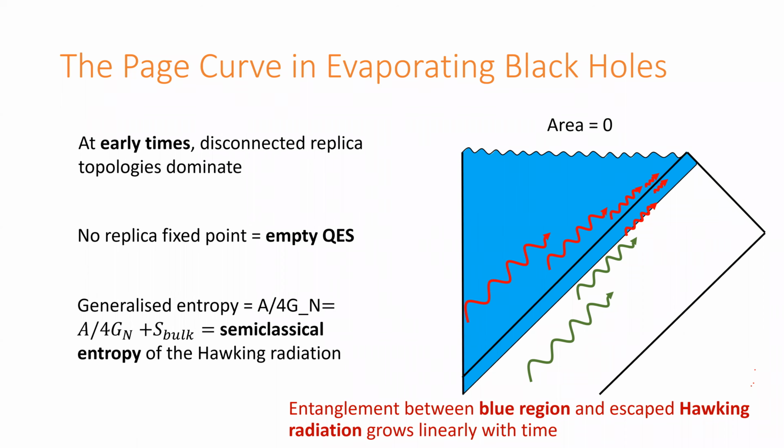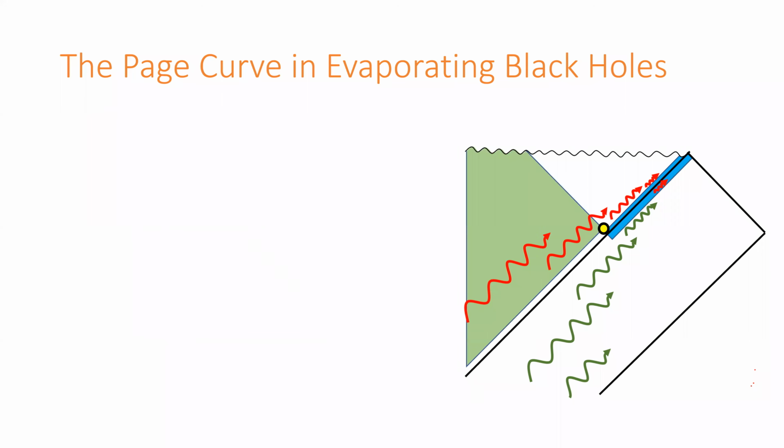Okay, so this empty quantum extremal surface gives you a generalized entropy that's just the semi-classical entropy of the Hawking radiation. So this gives the Hawking answer, and it turns out that before the Page time, this is indeed the minimal quantum extremal surface, and so this is the right answer. This is the first half of the Page curve.